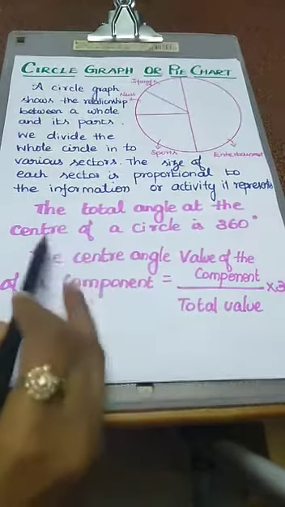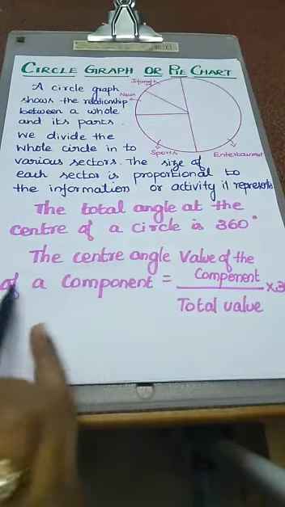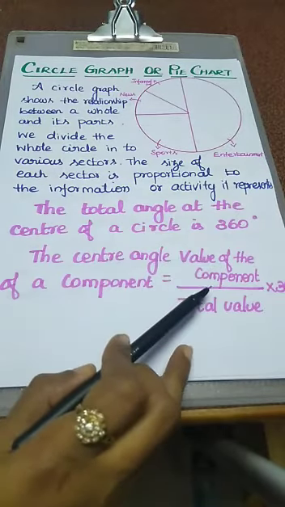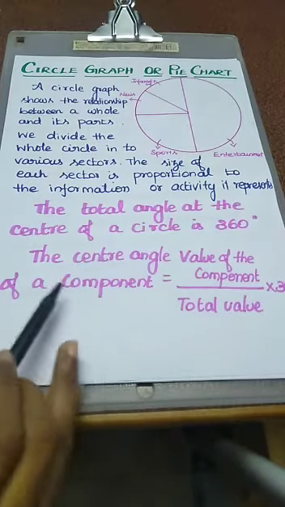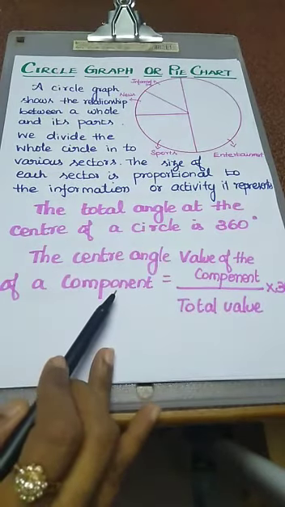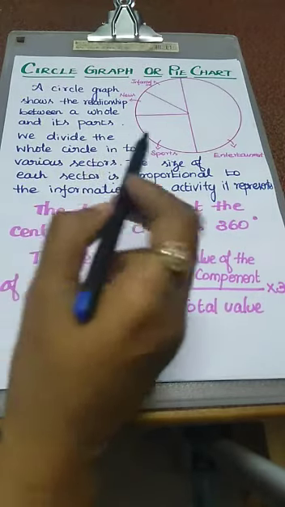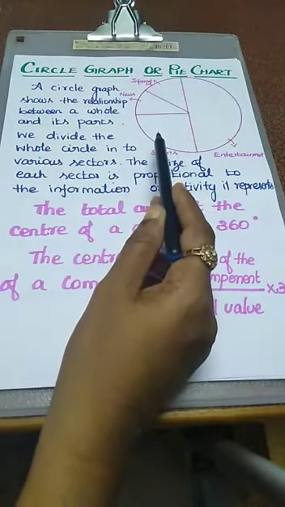Actually, the total angle at the center of a circle is 360 degrees. If we want to calculate the center angle of a component, we use one formula: value of the component divided by total value, times 360 degrees. Using this formula, we can easily calculate the angle of a component. The pie diagram is so called because the entire graph looks like an American food pie and the components like slices cut from the pie.